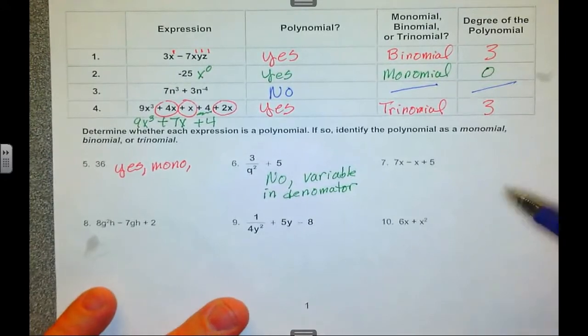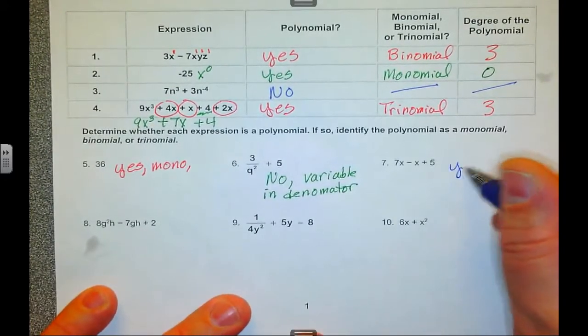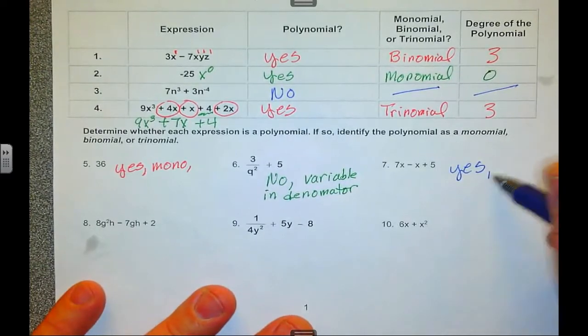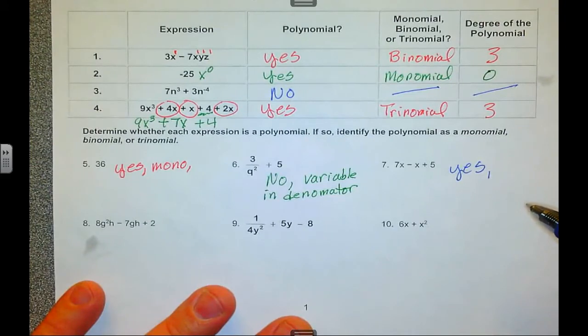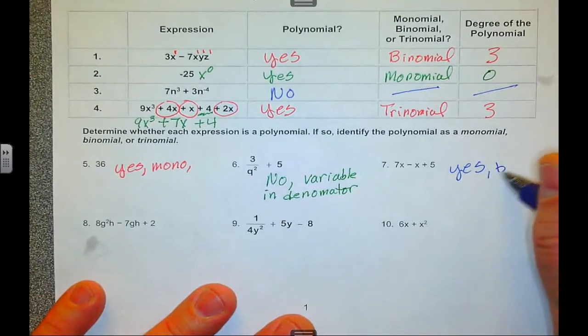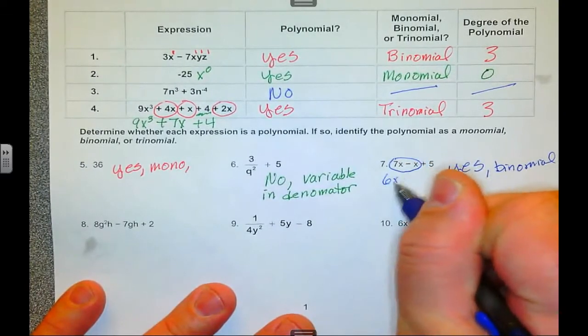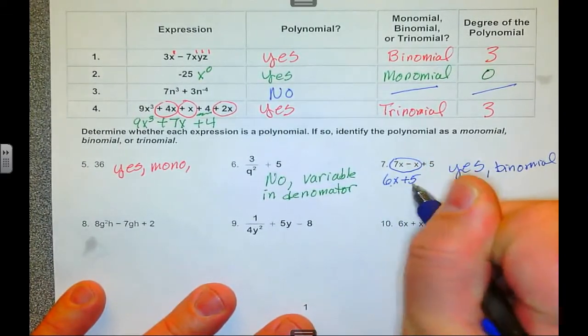Number 7, polynomial? Yes. What kind? Careful. Huh? Binomial. Fantastic, Virginia. Yeah, you can combine these to get 6x, and then I have the 5. 1, 2, binomial.